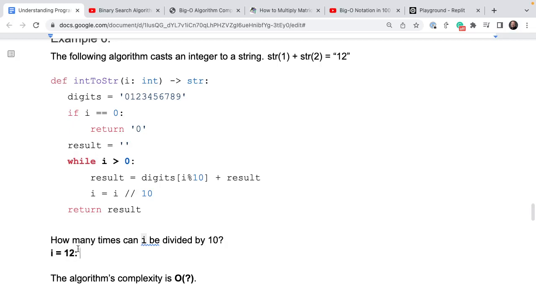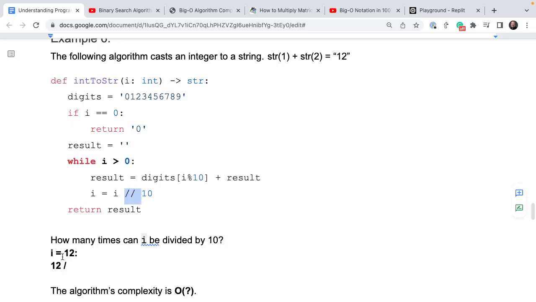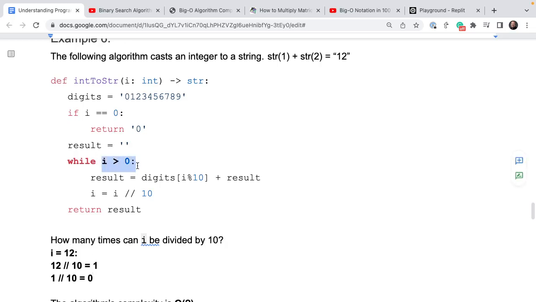So let's divide it. We do 12 divided by 10, and you can see it's using integer division here, so that is going to be 1. Then 1 divided by 10 is going to be 0. So there were 2 divisions before we hit the trivial case. And you can see right here, while i is greater than 0. So again, we would have done 2 divisions.